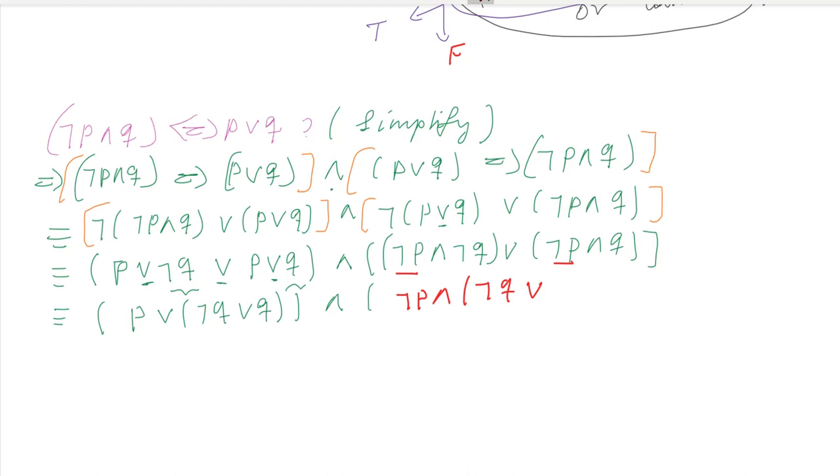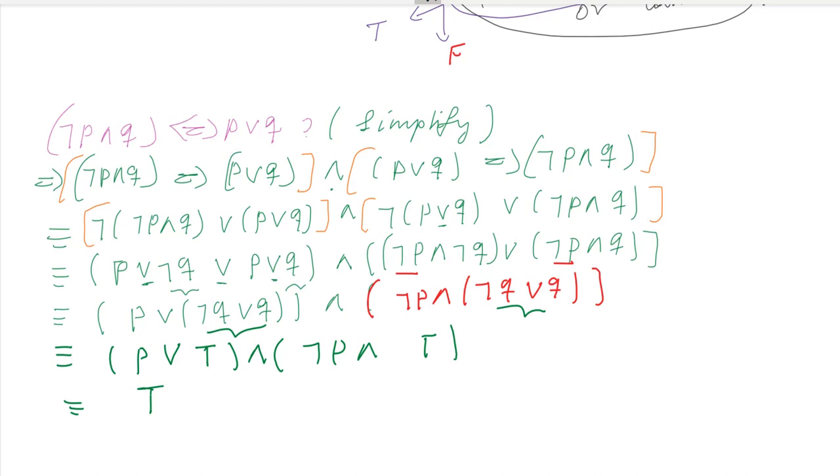So we have this is equivalent to, this is always a tautology, and here we have the negation of P, and here also true. So finally, you can see that this is P or T, which is T, because the disjunction of a tautology with any proposition P is a tautology.